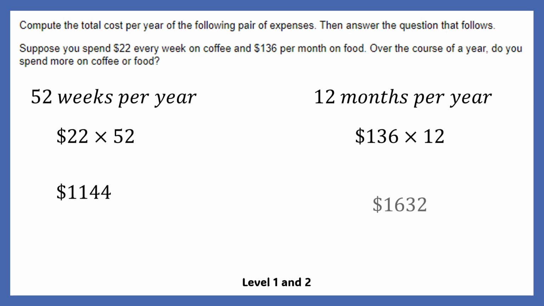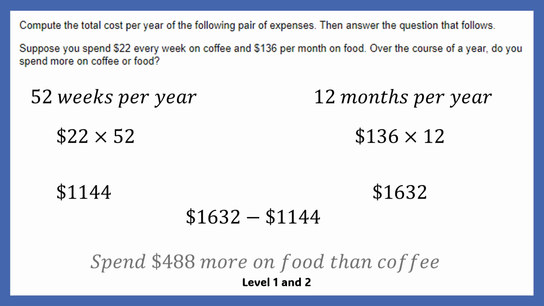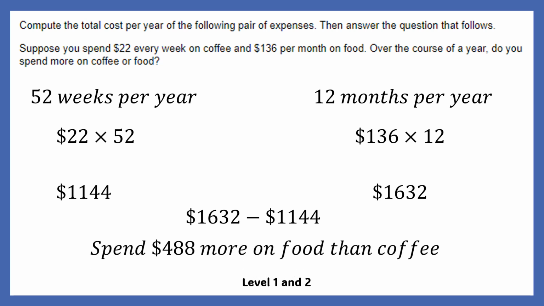When I multiply those out, now I'm comparing the same time scales. They're both per year. So now when I compare it, I can subtract and find out how much more I am spending on food than coffee. And so in this case, I'm spending $488 more on food than coffee per year. Now that we have it in the same time scale, it makes it a lot easier to compare.